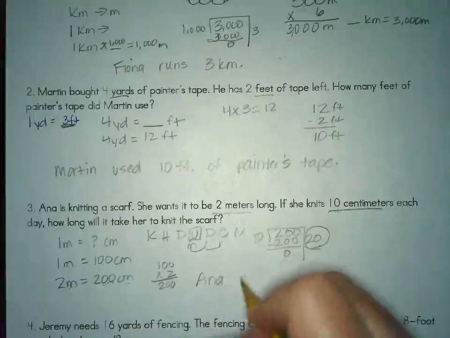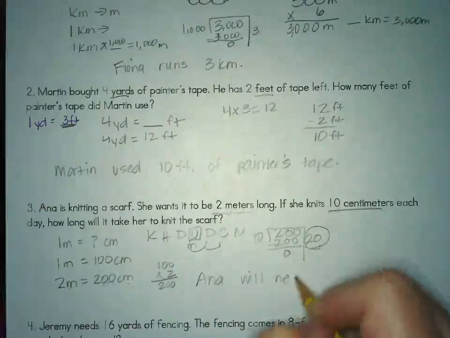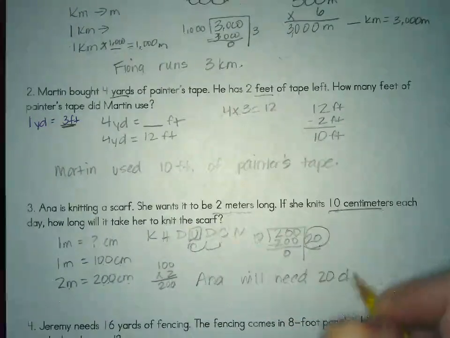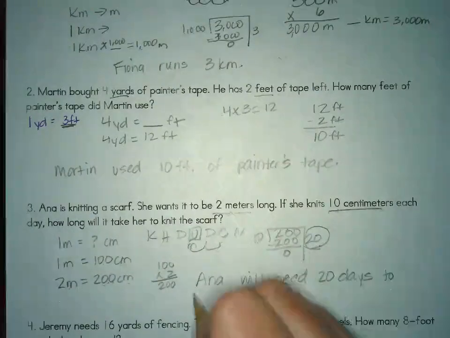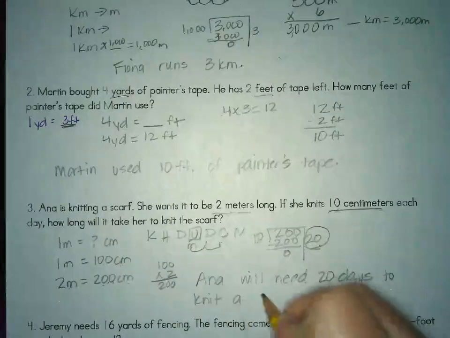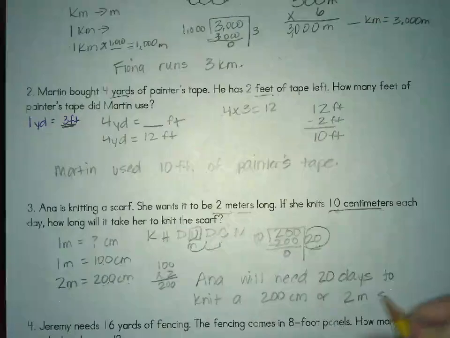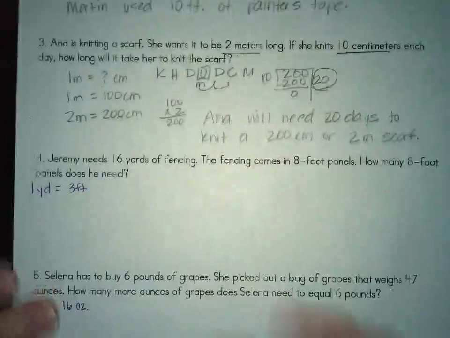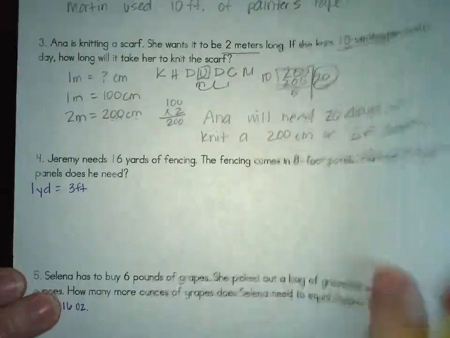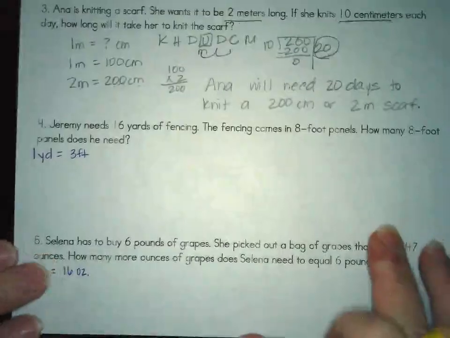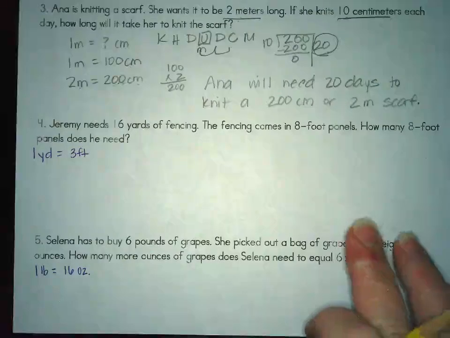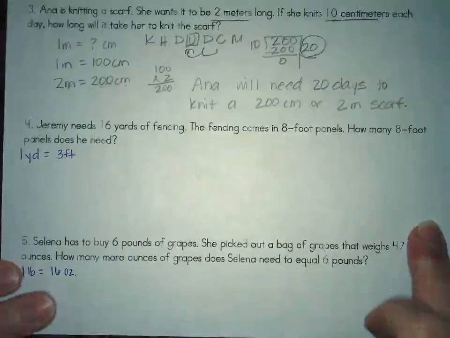So Anna will need 20 days to knit a 200 centimeter or 2 meter scarf. You see that? Okay, we have 2 more left to do. So I want you to get your paper, and I want you to start with your problems 4 and 5.